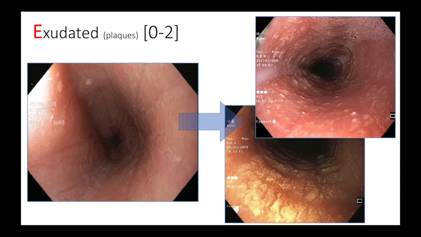Exudates, visible as white spots, are the consequence of eosinophilic microabscesses. The degree is established considering if they occupy more or less than 10% of esophageal surface, as you can observe on the left and on the right.